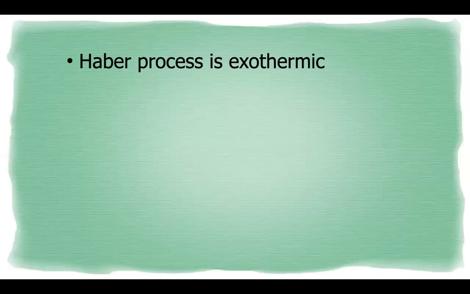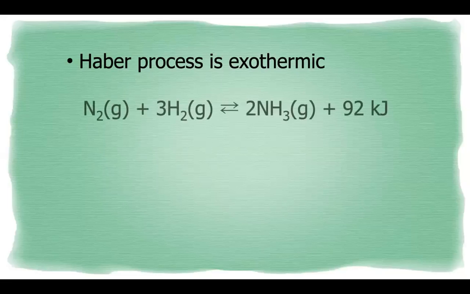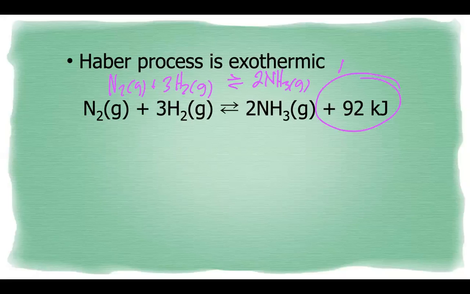Going back to the Haber process, it is an exothermic reaction. So one way that we can indicate that is by putting the energy that is produced on the right-hand side. This means it's exothermic. Another way that we could write it is N2 plus 3H2 reversible 2NH3, and we could have delta H equals negative 92 kilojoules.